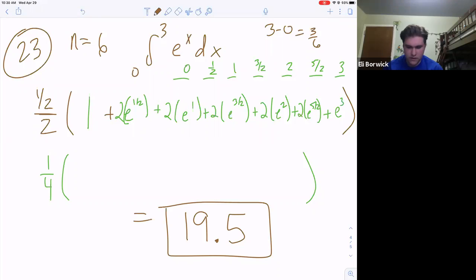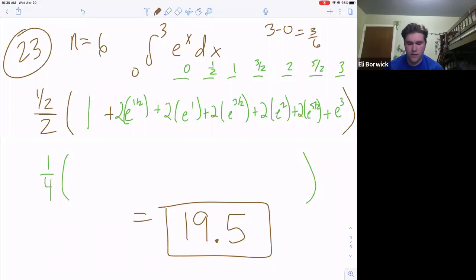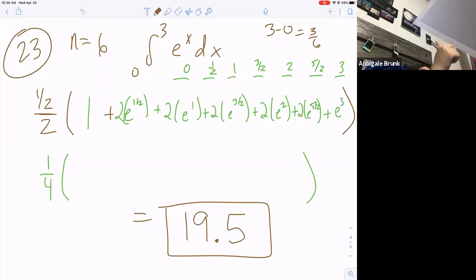And then it just ends in a 1, right? Like, you don't multiply the last one by 2. Good, right. You don't multiply the first or the last one by 2. I got 19.5 as well. Perfect. I'm feeling good. You guys feeling good about trapezoid rule? Yep. Sweet.